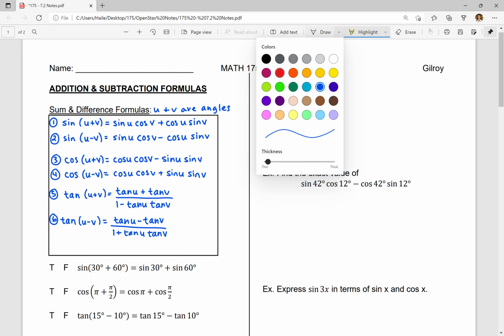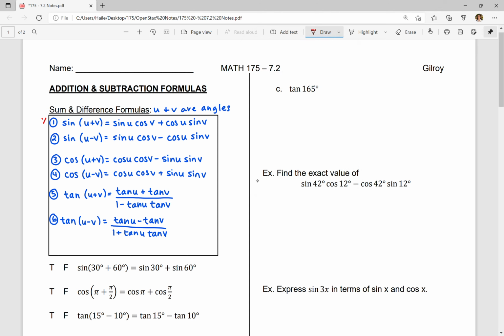So we're going to switch the pen color to red, and I'm going to star the ones that are more important. Okay, so if we look at number 1 and number 3, in my opinion, those are the two most important ones to remember, and let me explain why. If you notice, equations 1 and 2 look very, very similar, except you have a plus in one of them and a minus in the other. And the same with equations 3 and 4. You have a minus in the first one, a plus in the second one. So if you can remember equations 1 and 3, for 2 and 4, you just have to remember to flip the sign.